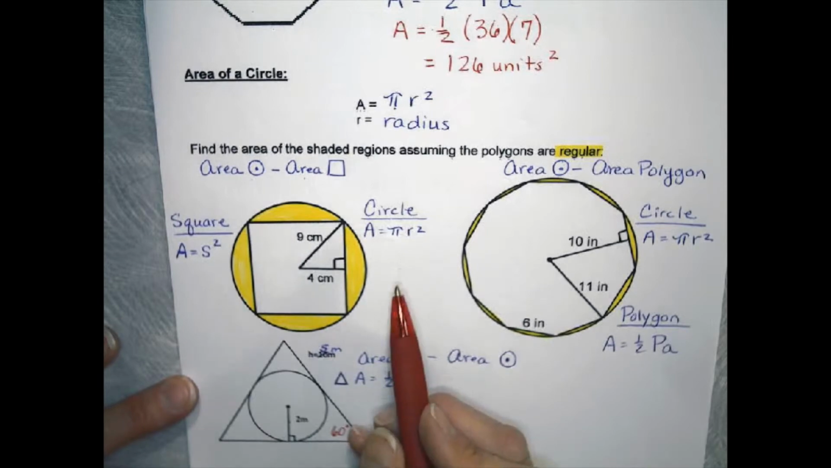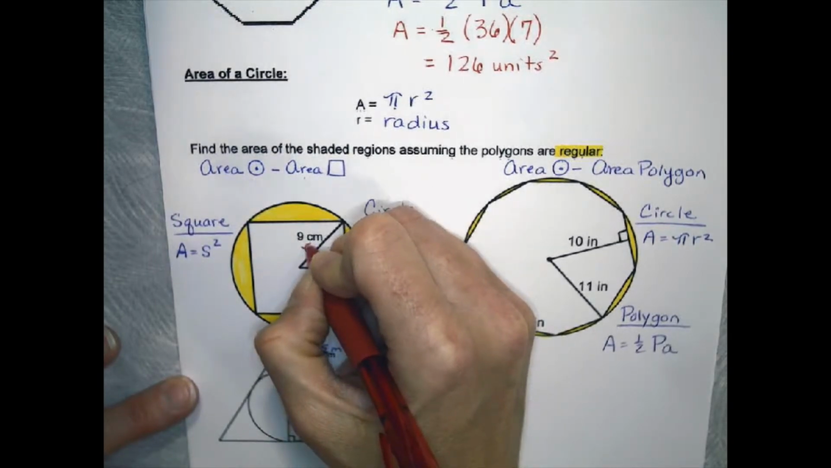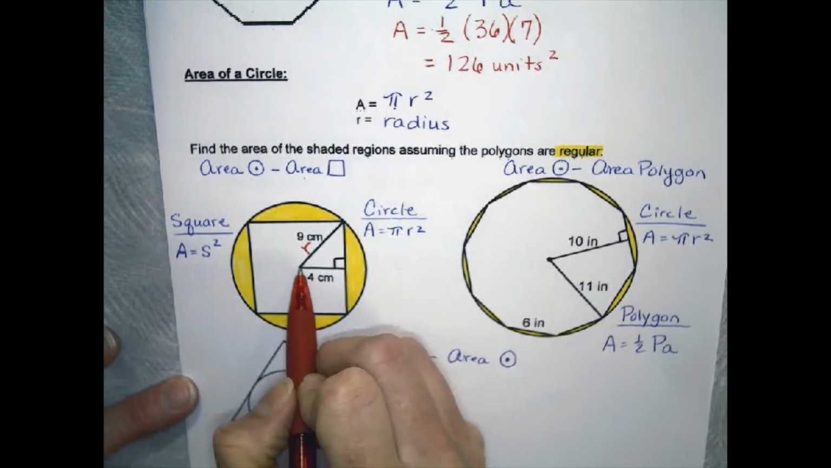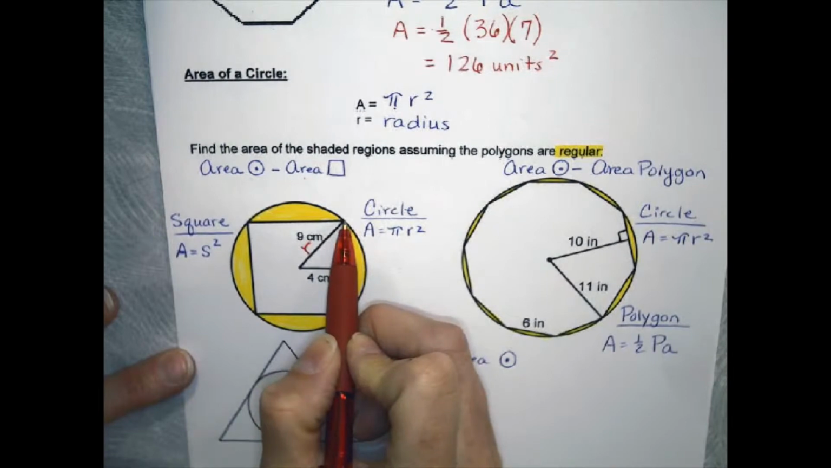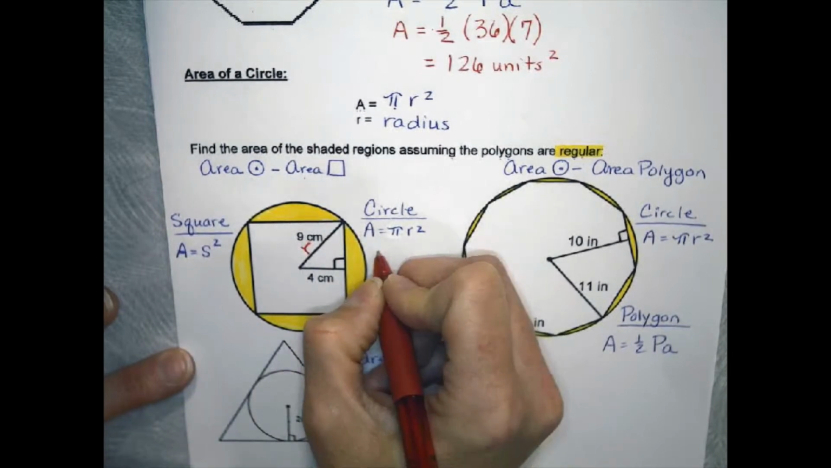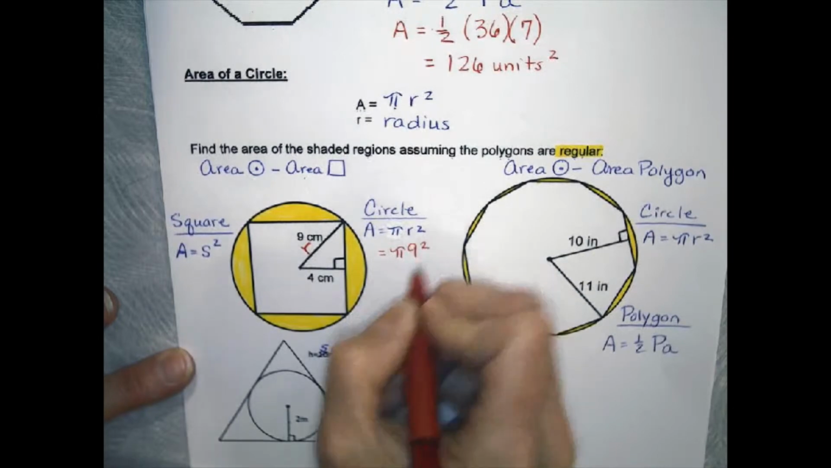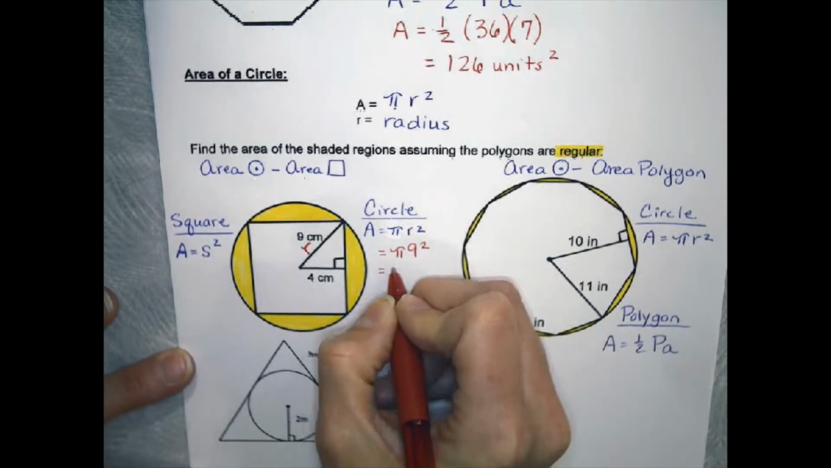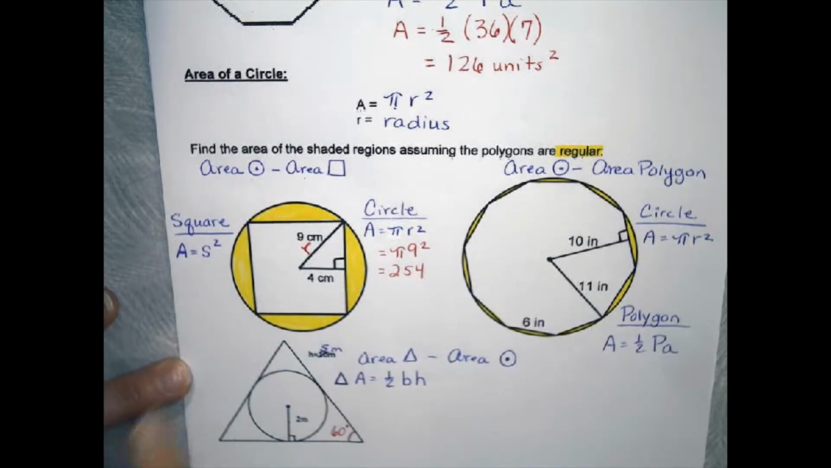right here is 9. It's important to notice that the radius goes from the center all the way to the edge of the circle. That's the radius. So my area will equal pi times 9 squared, and if I simplify, that comes out to 254. In order to find the square, I have the apothem, so this is actually a.